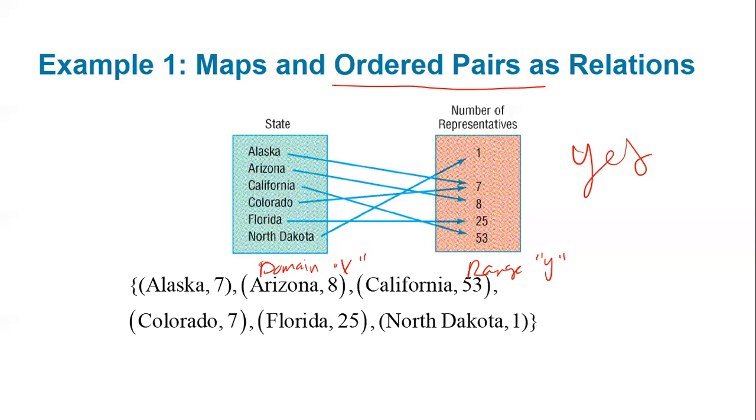Okay. All right. So I would say Alaska 7, Arizona 8, California 53, Colorado 7, Florida 25, North Dakota 1. It's just another way to represent the relation. Make sense? Okay. Notice also when I wrote it in ordered pair, I used braces. Braces symbolize that this is a set, that this data came from the same information. Make sense? Okay. So we use braces.